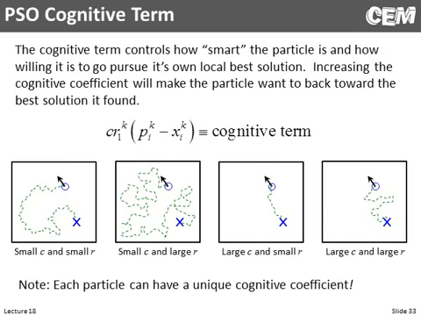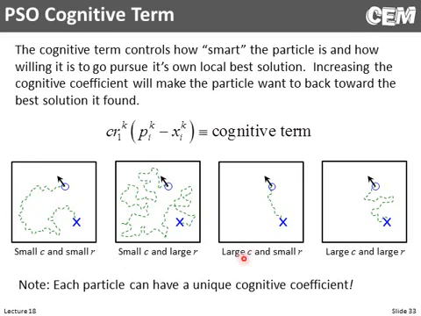On to the cognitive term. This is the tendency of a particle to revisit the best that that particle has seen. So if we have a small randomness and small cognitive term, well, it just seems to wander around sort of randomly. If we make the cognitive coefficient small but large r, it still wanders around, but even more randomly now. So like before, we're searching out more of the solution space. However, it also takes a lot longer to get to that best solution.